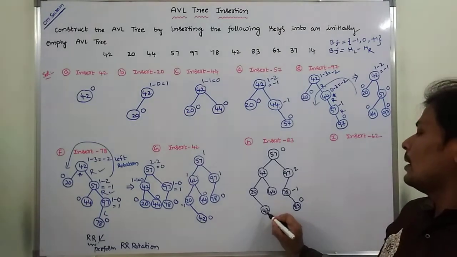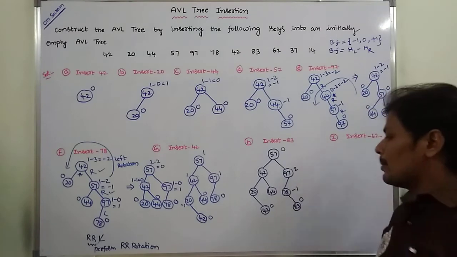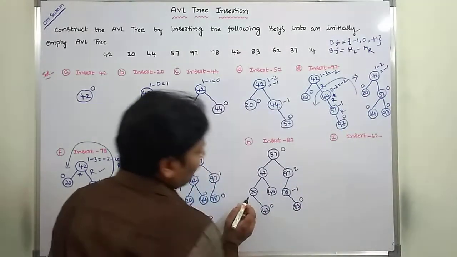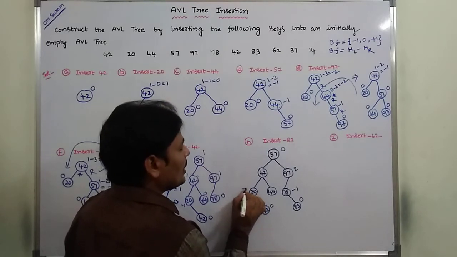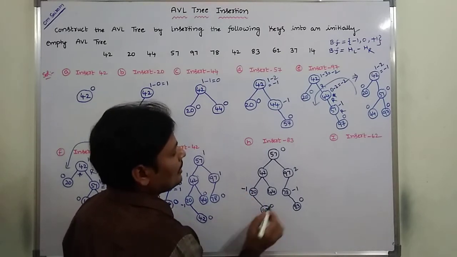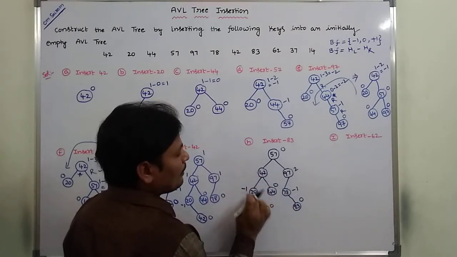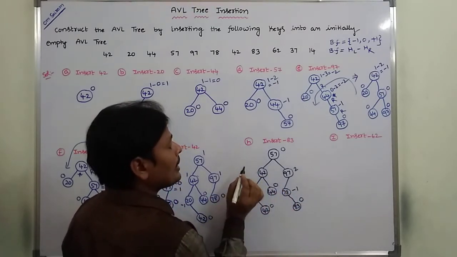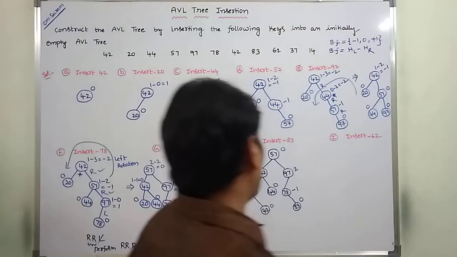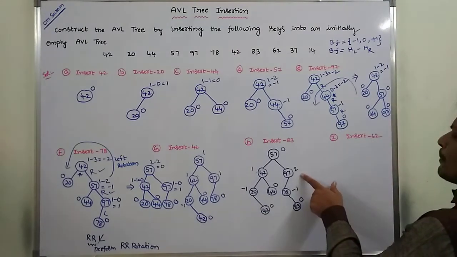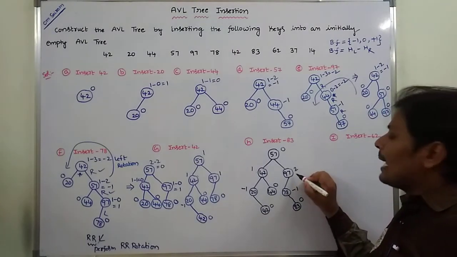For this node, left subtree height is 0. Right subtree height is 0. 0 minus 0, 0. For this node, left subtree height is 0. Right subtree height is 1. 0 minus 1, that is -1. For this node, 0. For this node, left subtree height is 2, right subtree height is 1, 2 minus 1, that is 1. Okay, so here at this point we are getting the imbalance factor.